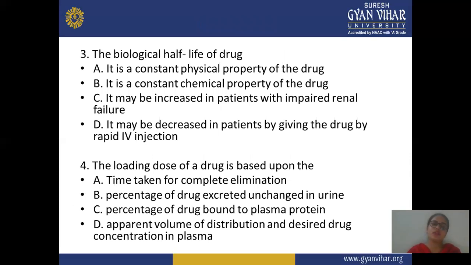In the third question, the biological half-life of a drug. Option A is a constant physical property of a drug. In this third question, you should know what biological half-life is, how it takes place, and how it is responsible for excretion or effect of a drug. Option B is a constant chemical property of the drug. Option C: it may be increased in patients with impaired renal function. Option D: it may be decreased in patients by giving the drug by rapid IV injection. And these are the four options. You select any one correct option out of A, B, C, D for the biological half-life of the drug.